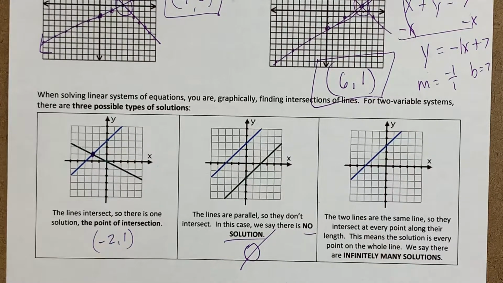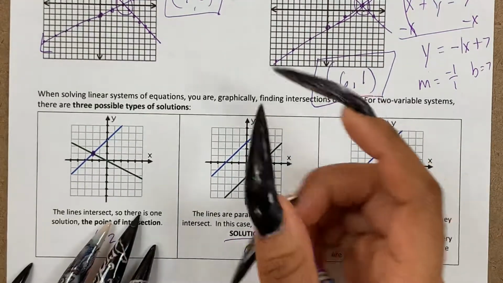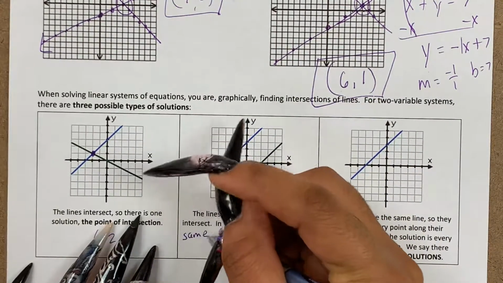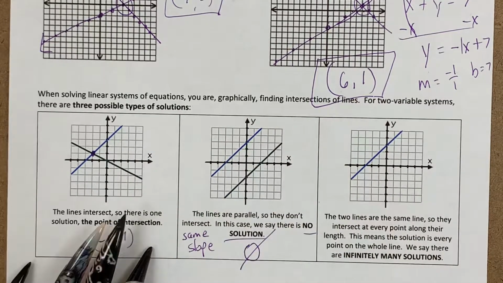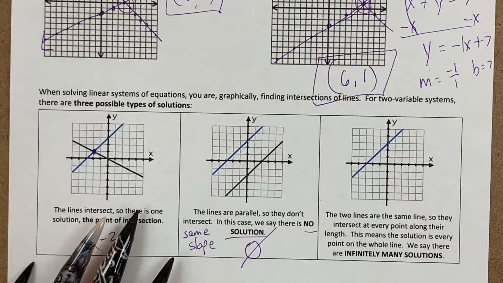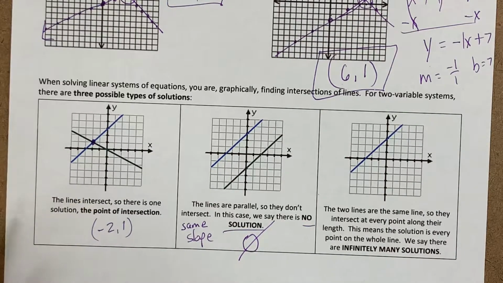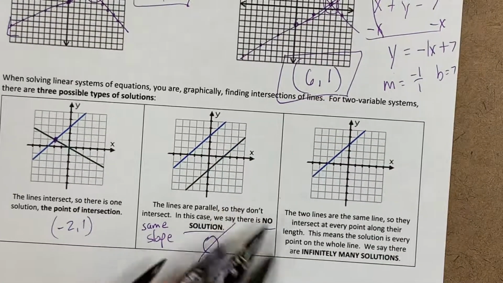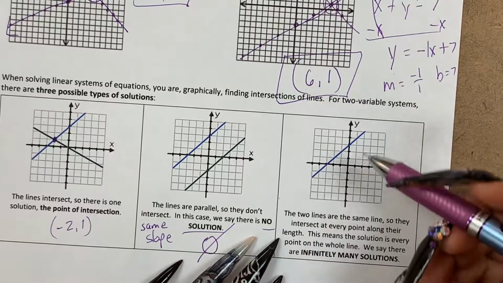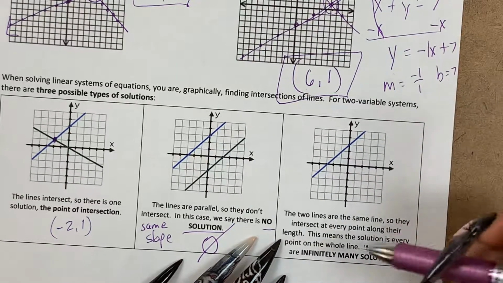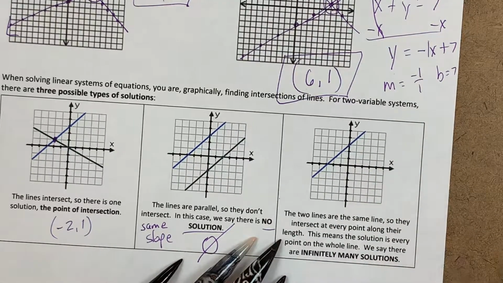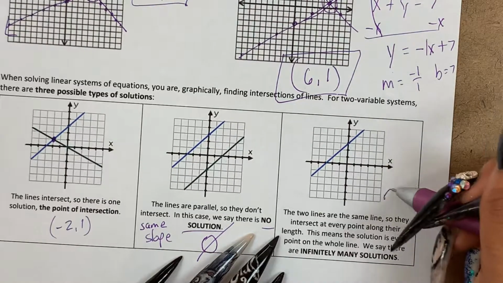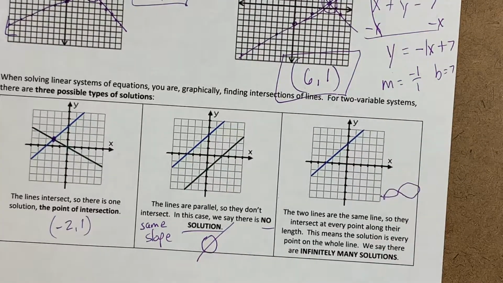So if it's no solution, the lines will be parallel. Remember, parallel lines have the same slope. So if 2 lines have the same slope, but a different y-intercept, then they will be parallel and they will not intersect. Therefore, they will have no solution. And if you have 2 lines that are exactly the same equation, then the answer is infinitely many solutions. The symbol for many solutions is an infinity sign.